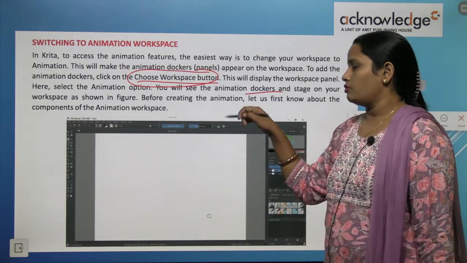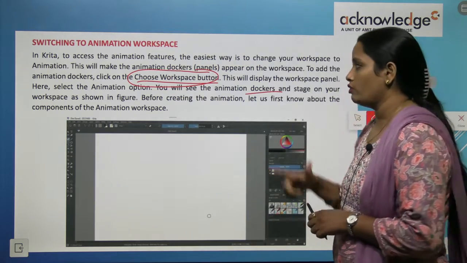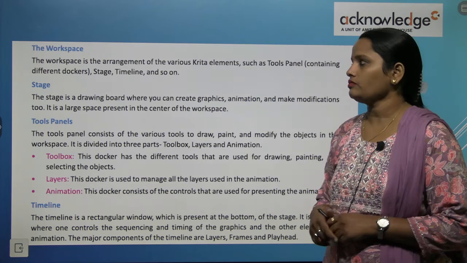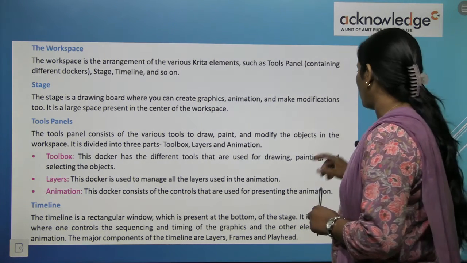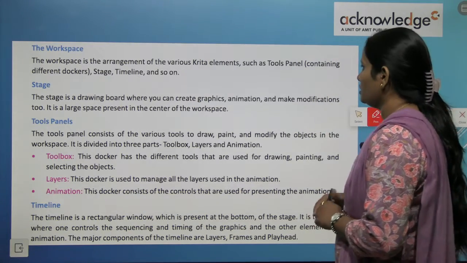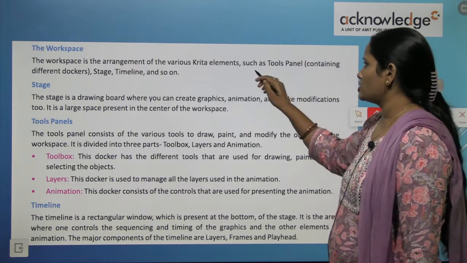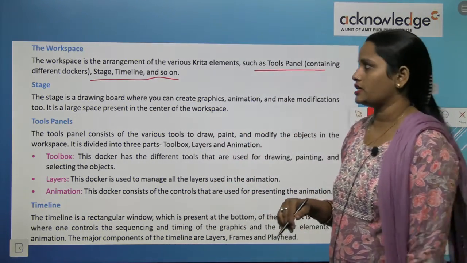So before we start creating animation, let's learn about the components of animation workspace. What components are there, let's learn. The first one is the workspace. You know, workspace is the area where we have to work. So workspace is the arrangement of various Krita elements such as tool panel is here, stage, timeline and so on. Many other things are here.